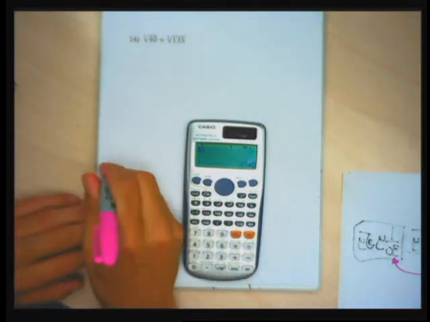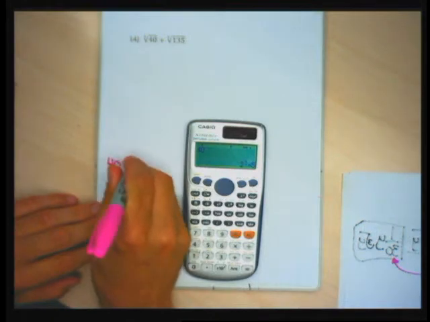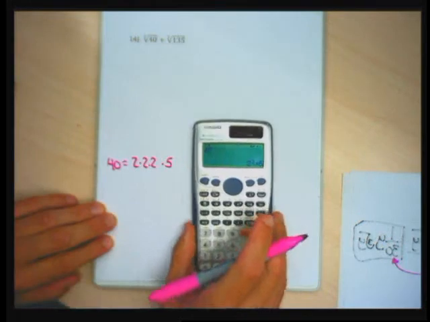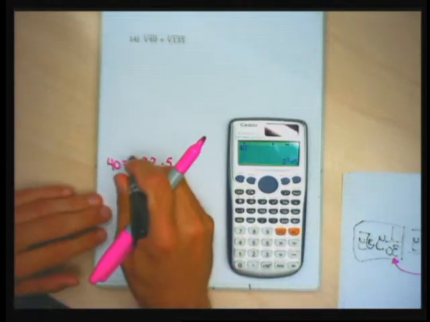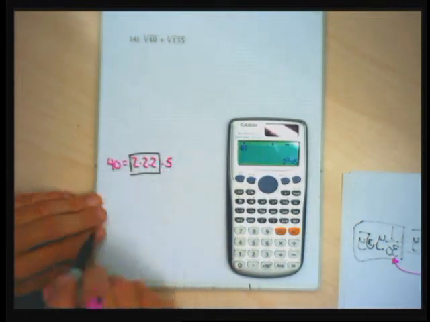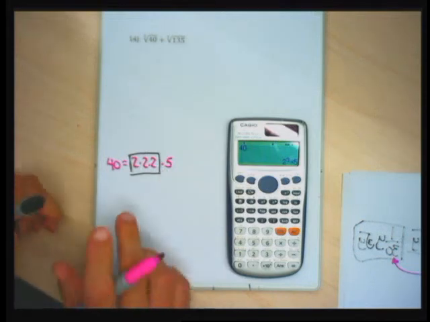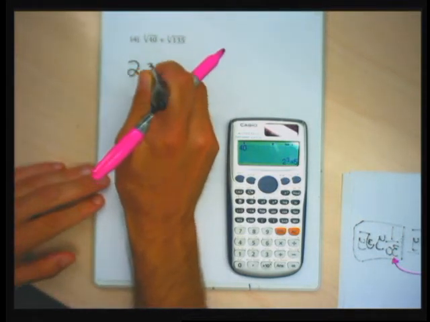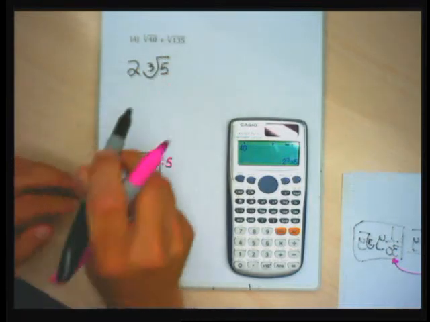40 as a prime factor tree is 2 times 2 times 2 times 5. And so this cube root of 40 is going to reduce. I box the three 2's. I'm going to get one 2 in front of the radical and a 5 under the radical.